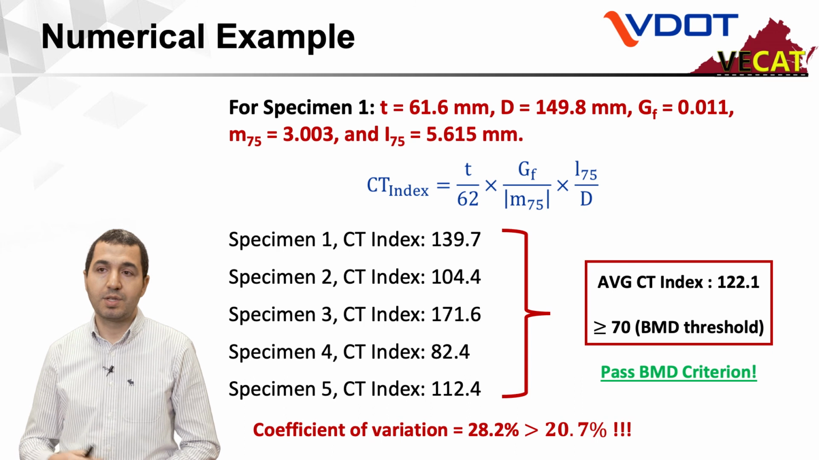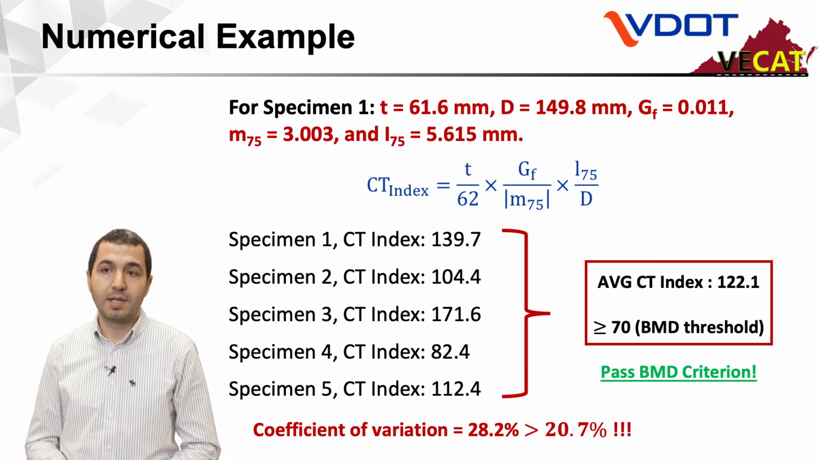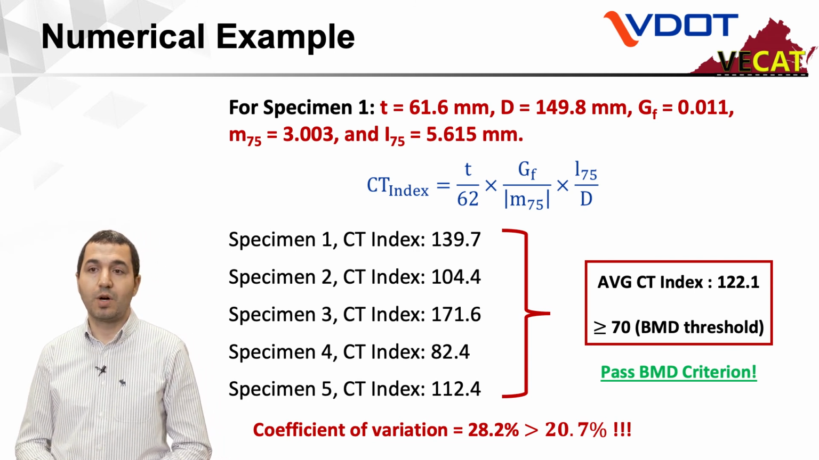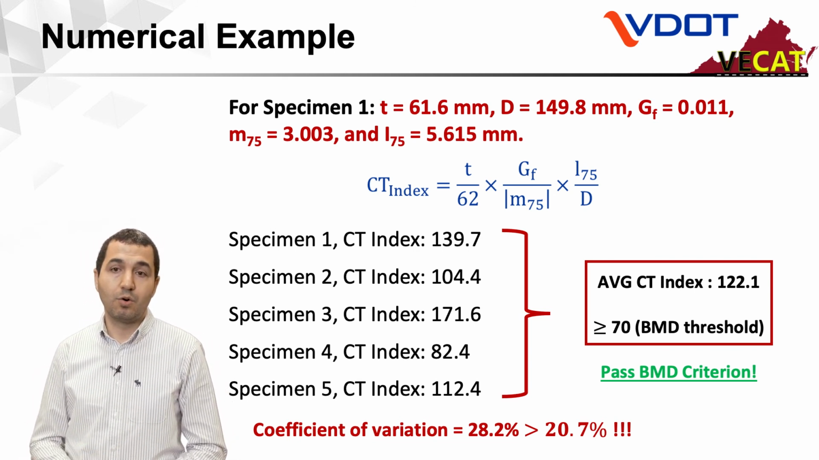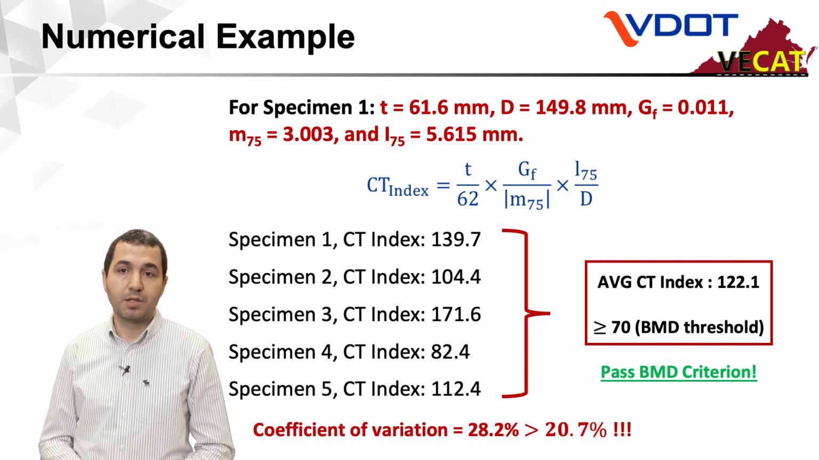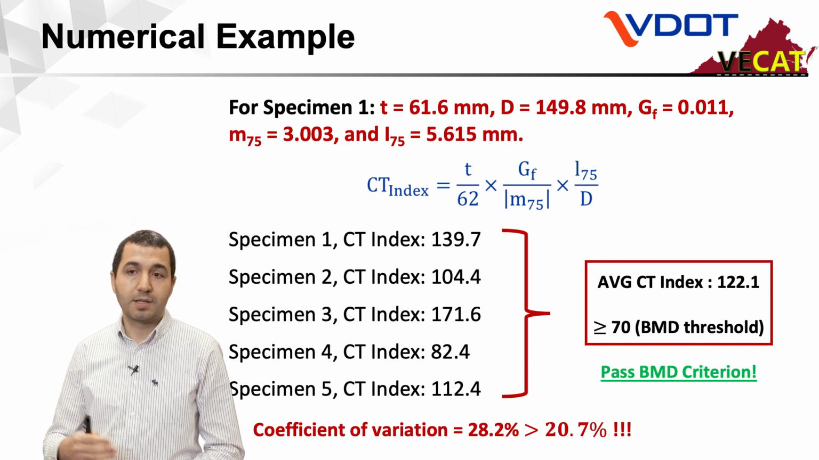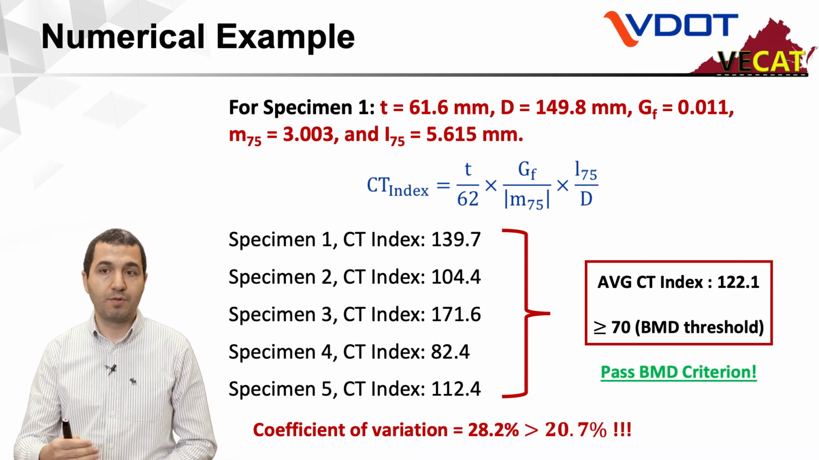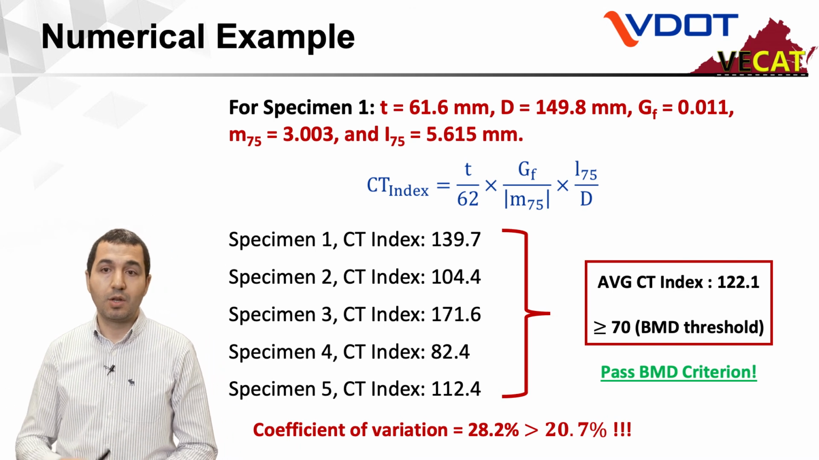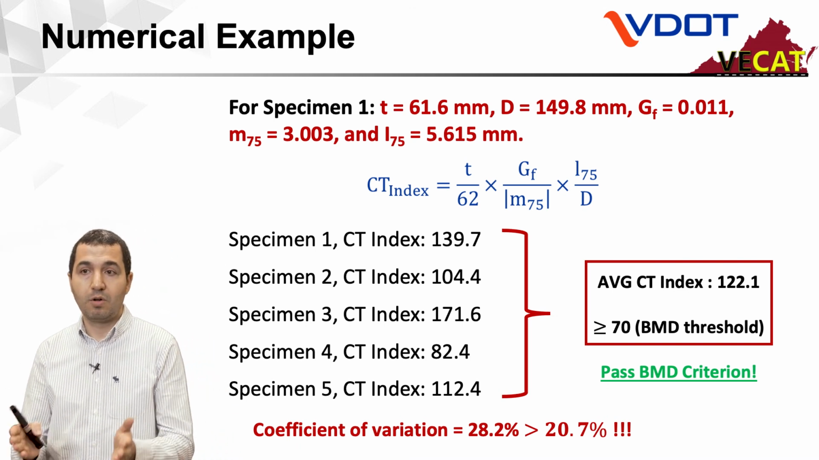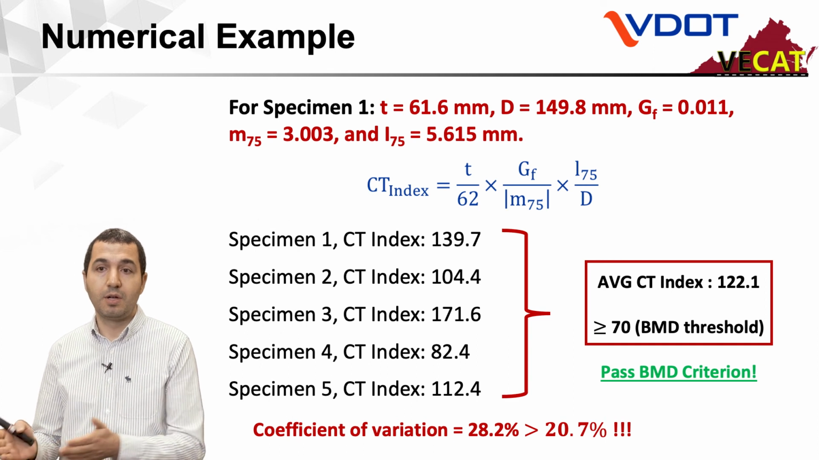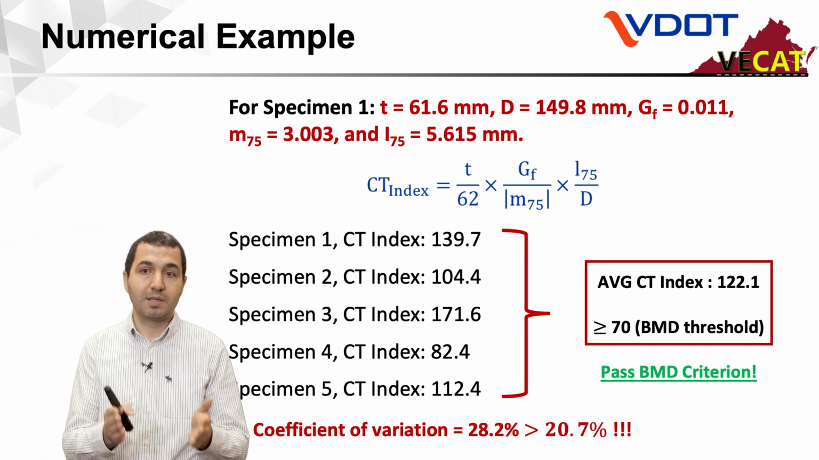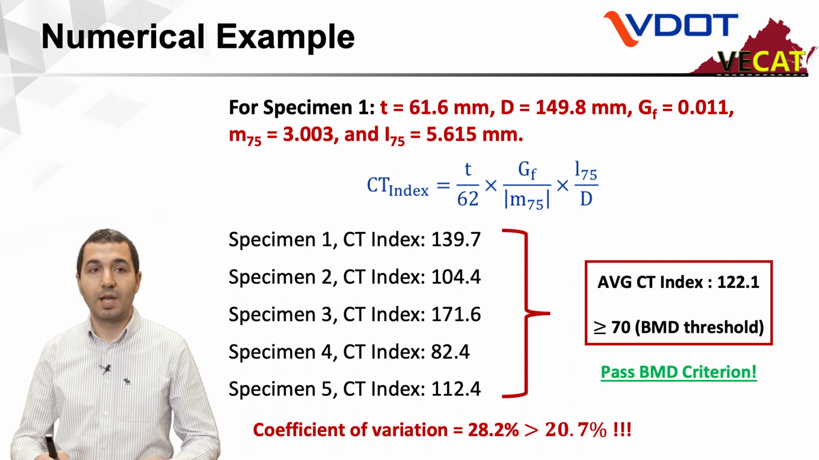As you can see, the average CT index is 122.1, which passes the VDOT CT index requirement. However, when we look at the coefficient of variation, it is 28.2%. In this case, again, as of now, the VDOT spec does not require single operator variability, but when it does, then you have to check that as well. In this case, although the CT index is a passing value, this mix is failing the coefficient of variation, so it has to be repeated in that instance.